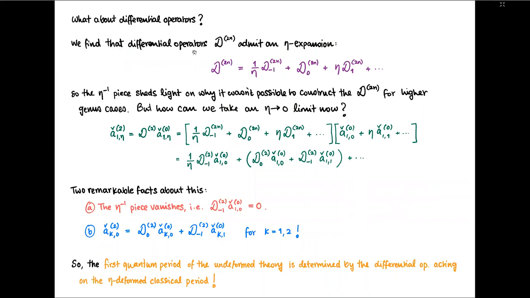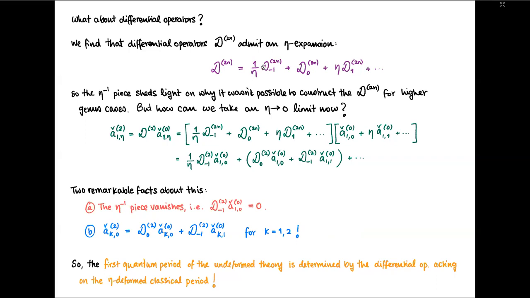Well, we find that the differential operators also can be constructed in this case, even for the higher genus guys, and they admit an expansion in eta. So they look kind of like this. This expansion starts with a 1/eta. And the fact that there's a 1/eta piece sheds light on why it wasn't possible to construct a D2N for the higher genus cases naively.